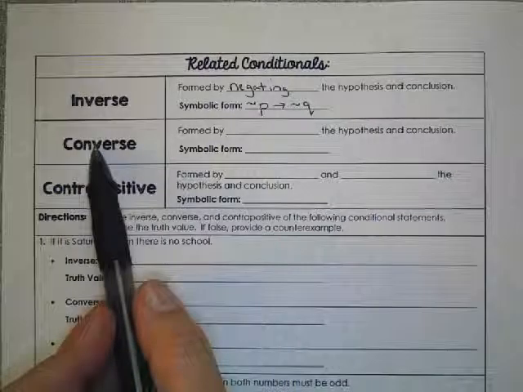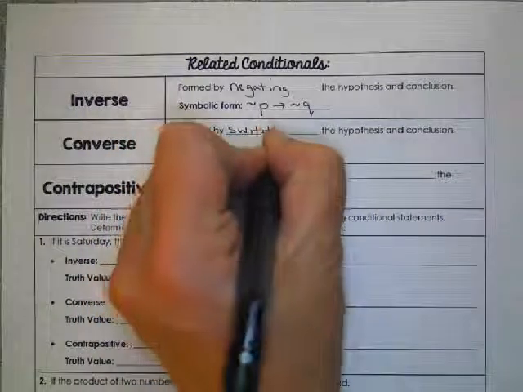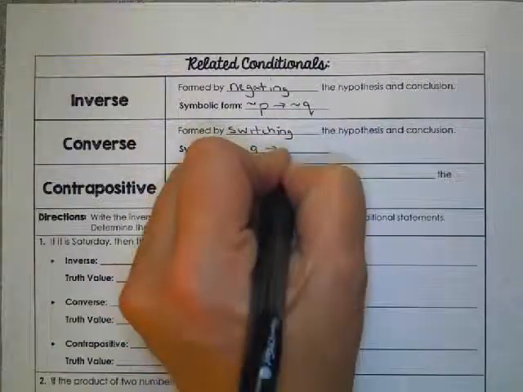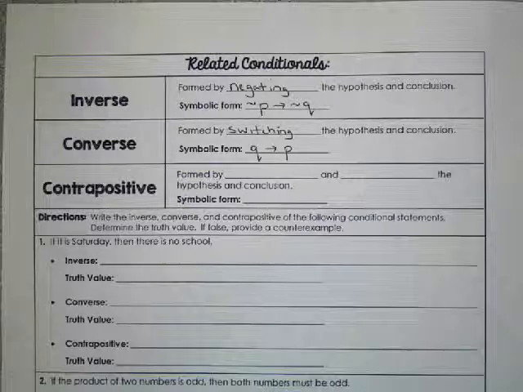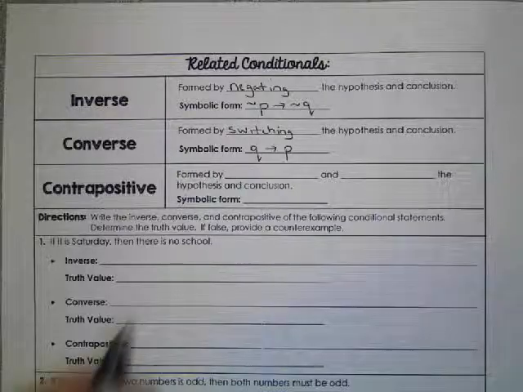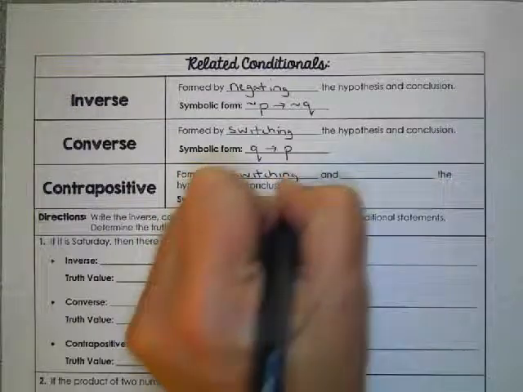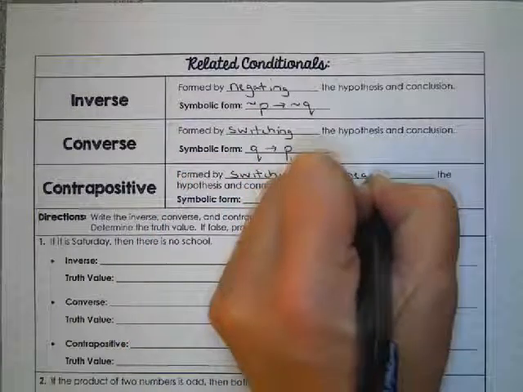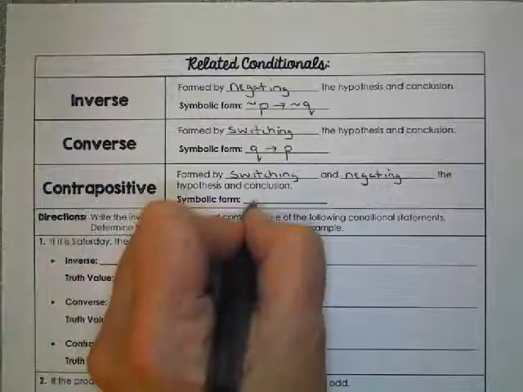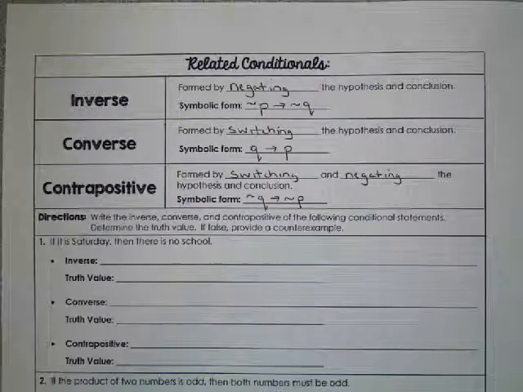We also have what's called a converse. That's formed by switching the hypothesis and conclusion. So now it would be Q, then P. So we switch. The contrapositive we formed by switching and negating the hypothesis and conclusion. So it would be not Q, then not P.